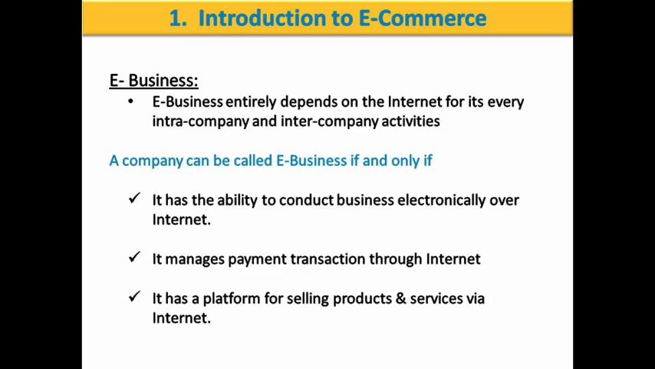A company can be called e-business only if it satisfies the following three conditions. A company has the ability to conduct business electronically over the internet. Second, it should manage payment transactions through the internet. And third, a company has a platform for selling products and services via the internet. If the company satisfies all these conditions, then it is called an e-business.